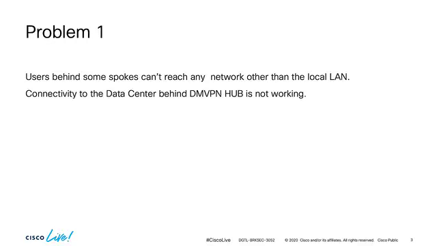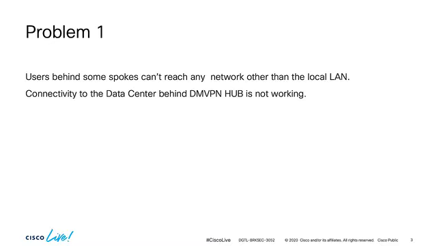Problem 1. Users behind some spokes can't reach any network other than their own local area network, and connectivity to the data center behind the DMVPN hub is not working. So remember, let's think about the different modules that we actually studied. What is the first module that we would look at to make sure everything is working as far as that particular module is concerned? It would be the physical layer.